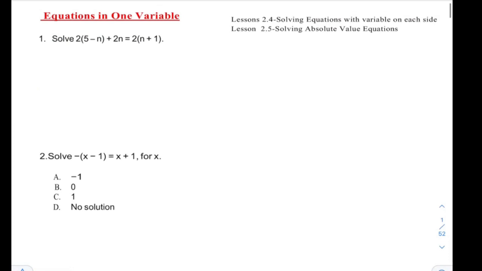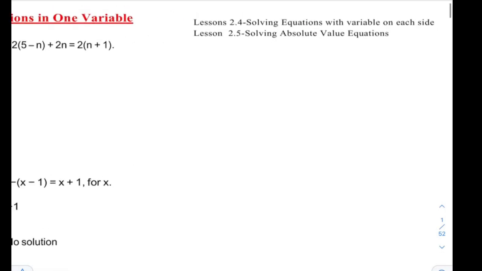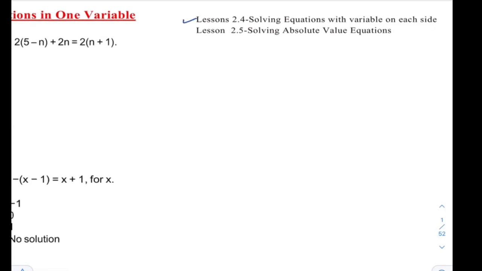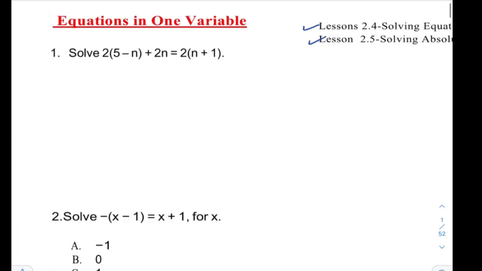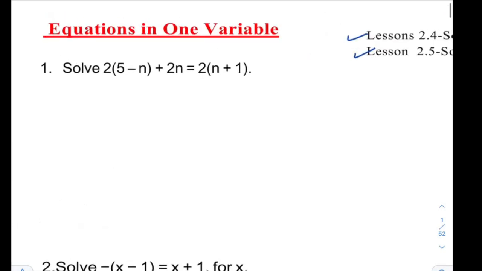Let's start. Equations in one variable. In the equations in one variable topic, we are going to revise two lessons: solving equations with variable on each side and solving absolute value equations. Let's start. Solve the following equation.